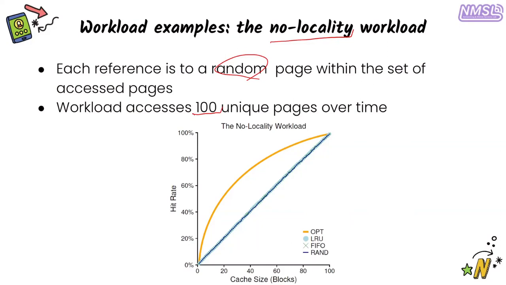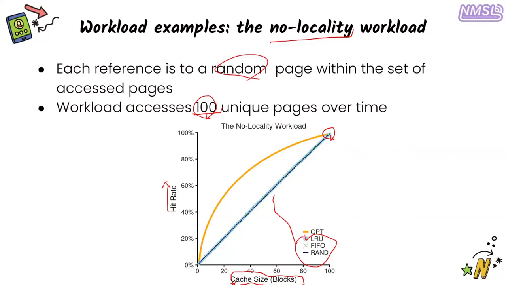Now here, Y is the hit rate. X is the actual cache size. So obviously, if your cache size is 100 for 100 unique pages, you don't need a replacement, so everyone will be good. Everybody gets a hit rate of 100%. Now, when there's no locality, the bottom line here is obviously the optimal, you cannot beat it. The other three are basically the same. So it doesn't really matter.